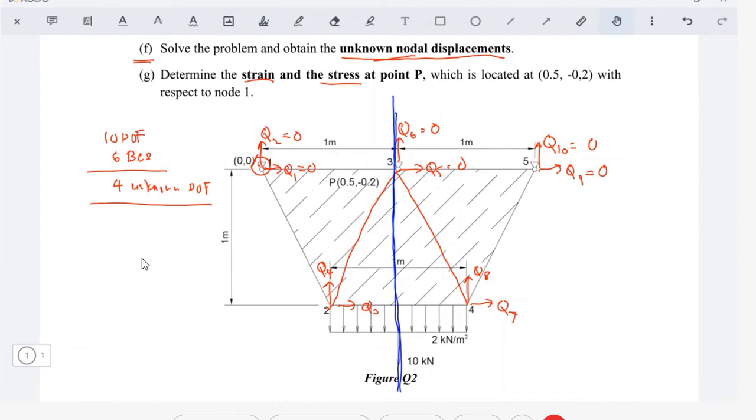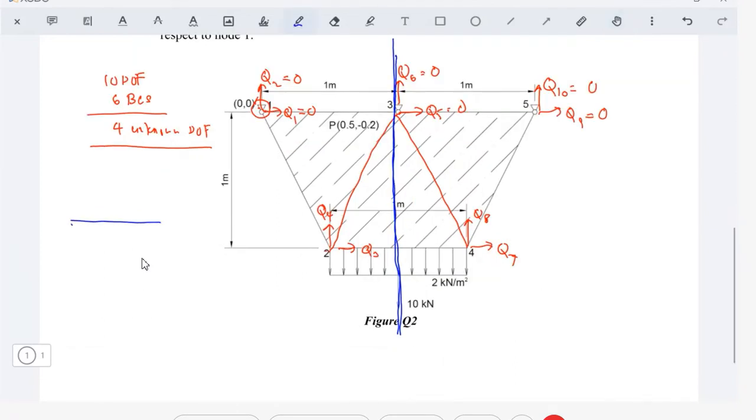So now we know that we only need to study half of the plate, which is this one. But remember, in the project, it says that you can make it symmetric, but you need to have the appropriate boundary conditions. Before this, we have 10 degrees of freedom, 6 boundary conditions, and 4 unknown degrees of freedom. But we do not change the boundary conditions. So what are the boundary conditions here when we cut it into 2?